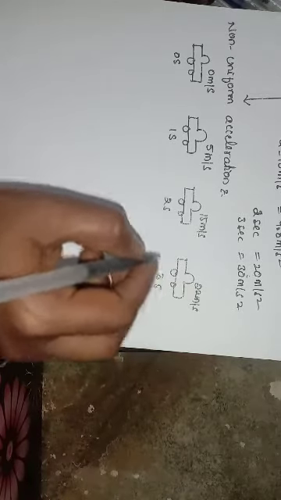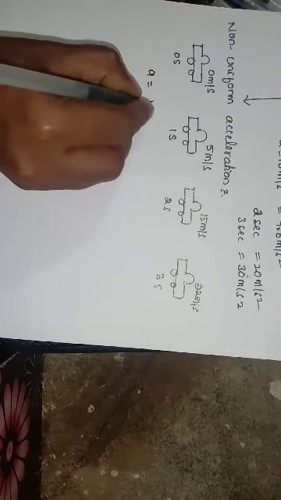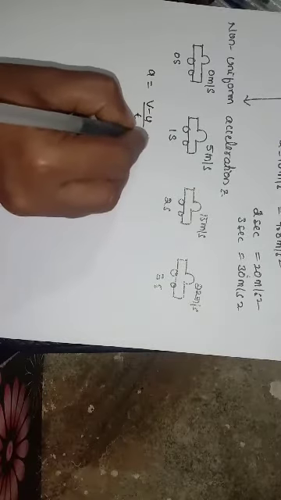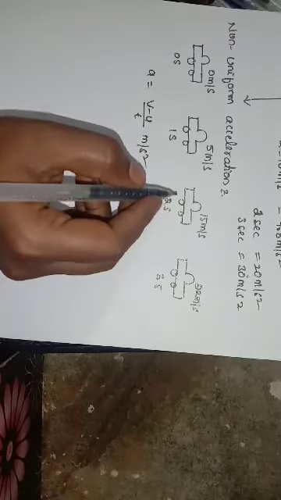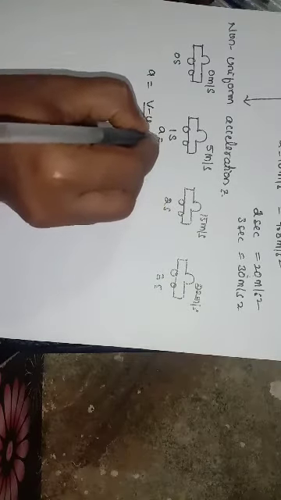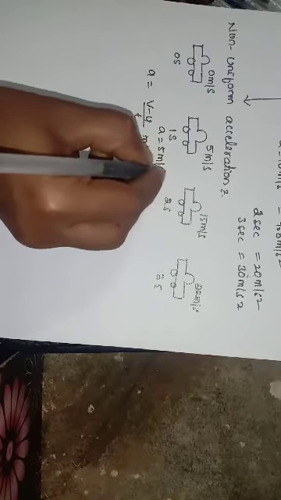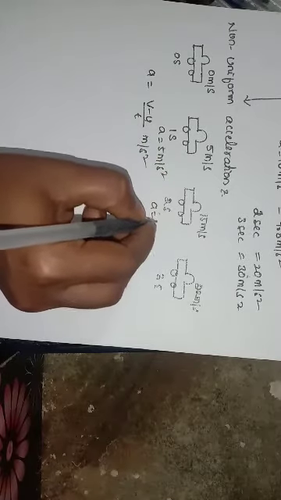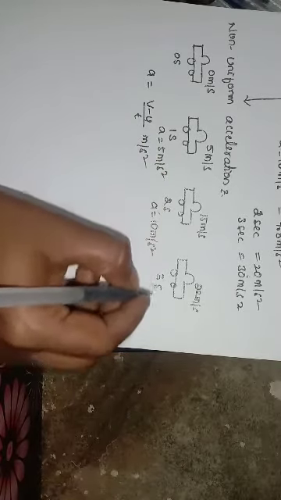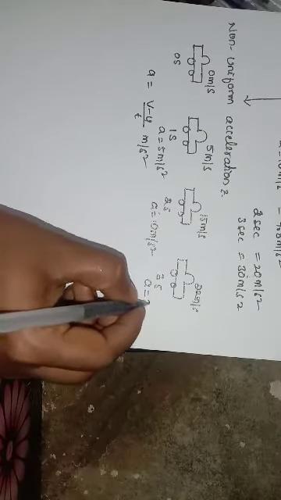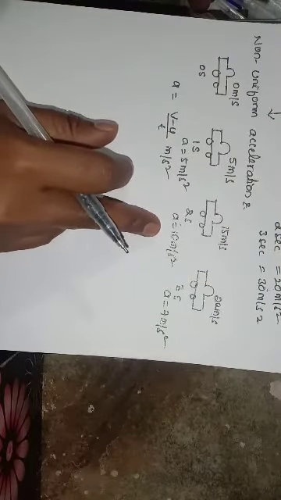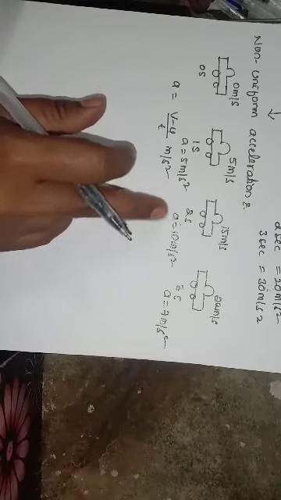Try to use the formula of acceleration, that is a is equal to v minus u by t meter per second square, and find the acceleration. In the first second acceleration is 5 meter per second square, in the second second it is 10 meter per second square, and in the third second a is equal to 7 meter per second square. Use this formula and find the acceleration. So is this acceleration uniformly changing? No. That's why it is non-uniform acceleration.